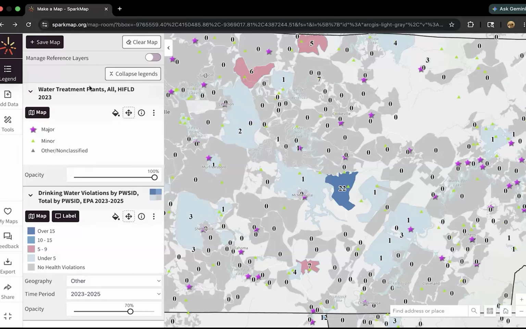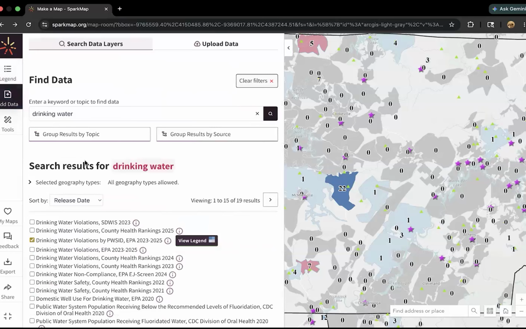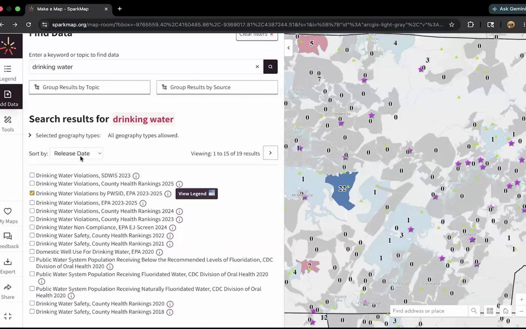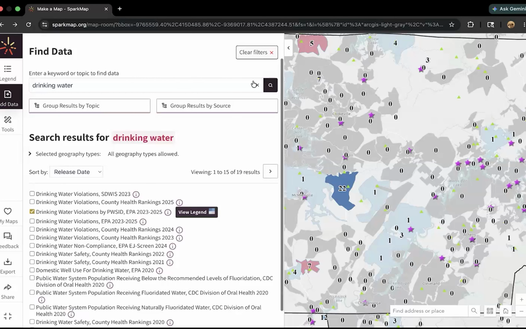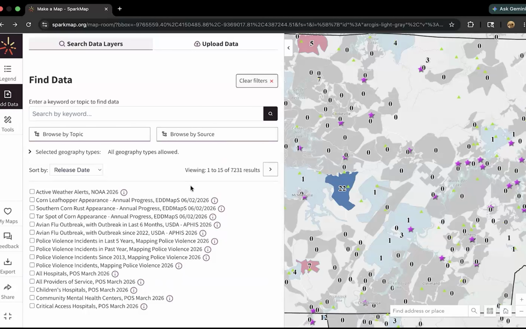And so those are our big new features in the map room, though we're always adding fun new things, including new data that you can find over here on your add data page, where when search results are not pulled up, you are going to have information on our most recently added data and most popular data.